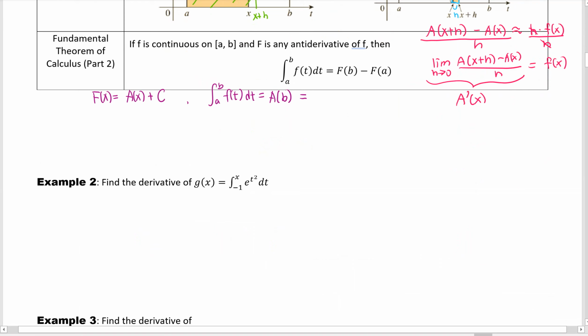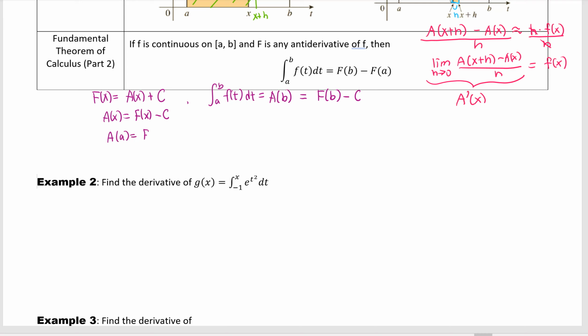All right. So here we get A of x is F of x minus c, right? So A of b is then F of b minus c. But what is c? Well, let's plug in a here. So A of a is F of a minus c. But what is A of a? Well, A of a is the integral from a to a of f of t dt.